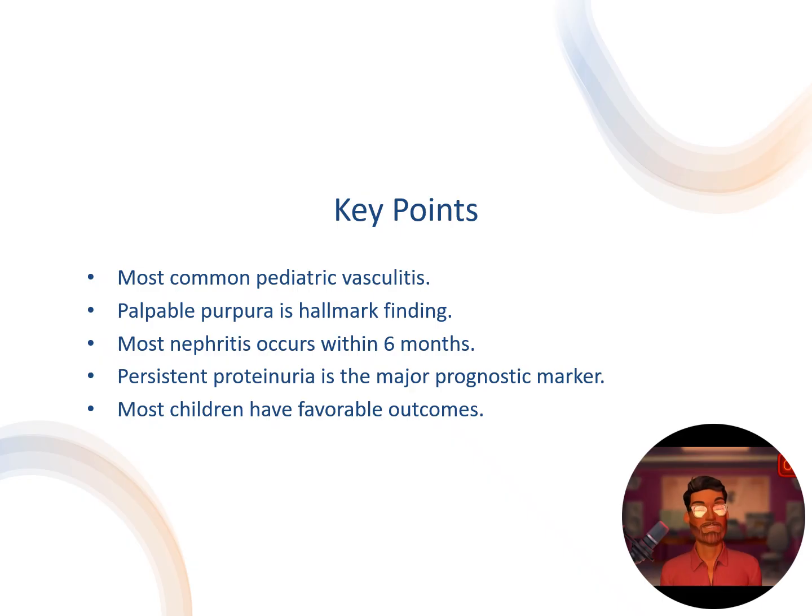Key points: IgA vasculitis is the most common pediatric vasculitis. Palpable purpura is the mandatory finding. Most nephritis, if it's going to occur, occurs within the 6 months. Persistent proteinuria is a major prognostic marker, and most children do have favorable outcomes.